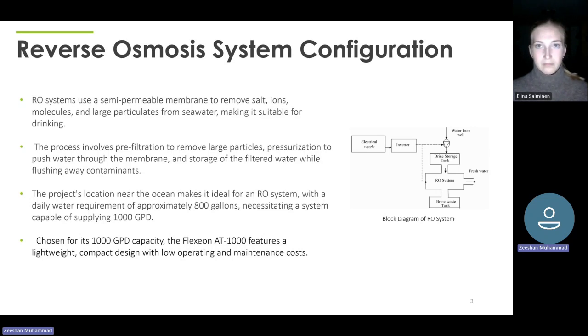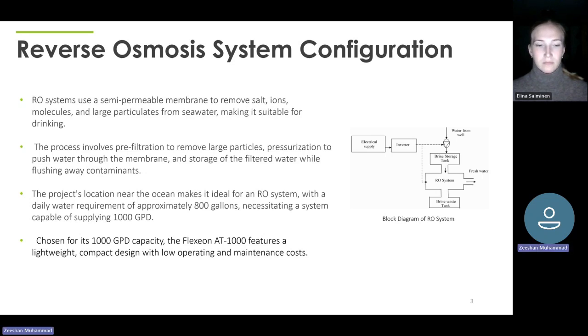At the first stage, we do the pre-filtration, which aims to remove all the large particulates, and it involves pressurizing the water through that membrane. We also have to store the filtered water separately from the contaminants. We have selected a site which is near the sea, so we will be able to extract the seawater and pump it directly into the reverse osmosis system.